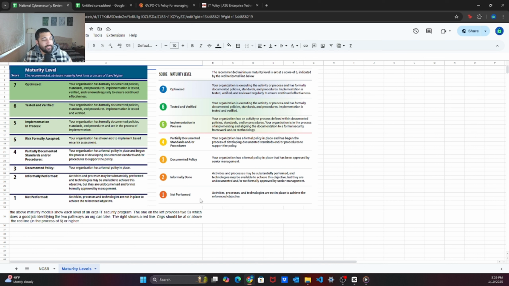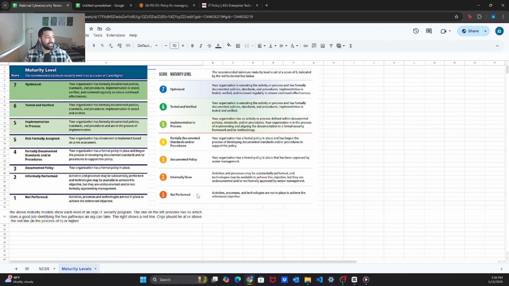And what it says is activities, processes, and technologies are not in place to achieve the referenced objectives. So essentially what one is saying is that you have nothing in place and you basically don't even have a sticky note of a process or a policy or a procedure of what to do. That's essentially what one is saying. You got nada, zero, nothing, okay?